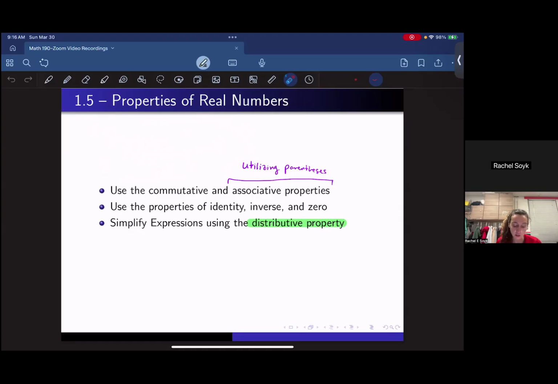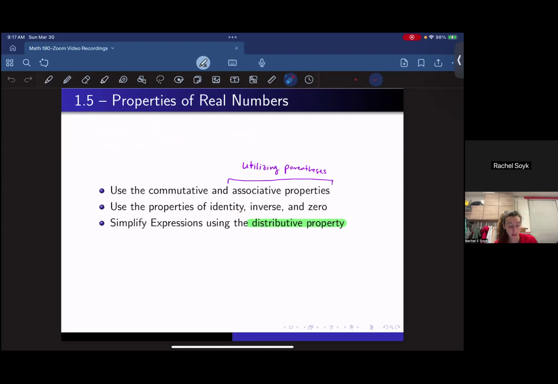And then associative properties are the groupings of numbers or expressions. A good example of this is, for example, 3 plus 5 plus 6. This is the same as 3 plus 5 and then plus 6. All right, so we'll be seeing a lot of that during this section. We'll be able to learn about our identity, inverse, and our zero properties.